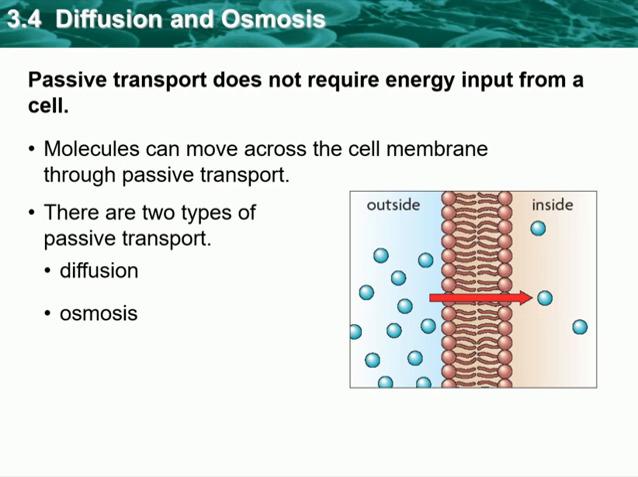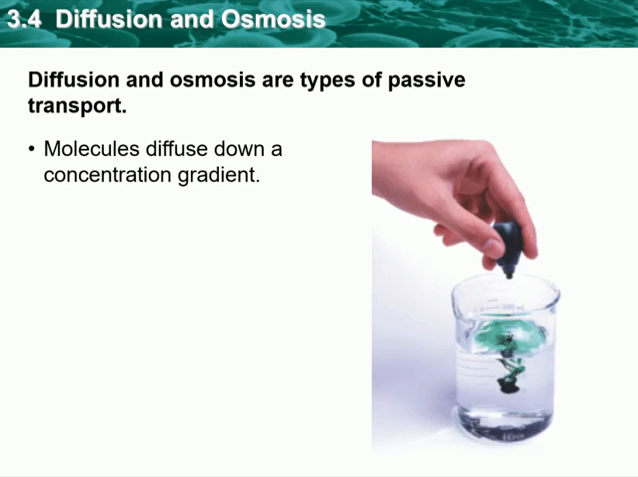As the image on the screen here shows, passive transport is the movement of molecules across the cell membrane without energy input from the cell. It may also be described as the diffusion of molecules across a membrane. Diffusion is the movement of molecules in a fluid or gas from a region of higher concentration to a region of lower concentration. It results from the natural motion of particles, which causes molecules to collide and scatter.